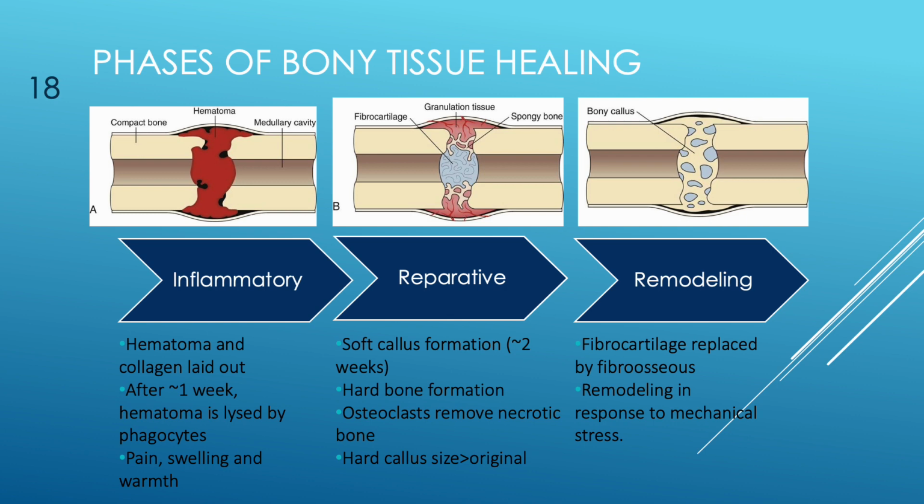The reparative phase includes soft callus formation and begins to occur at about 2 weeks. Again, remember, this is callus formation that occurs in a bone where hard bone forms. Osteoclasts remove necrotic bone, and that hard callus eventually transitions into the original shape and size of the bone. In the remodeling phase, fibrocartilage is replaced by fibro-osseous tissue, with remodeling in response to mechanical stresses.